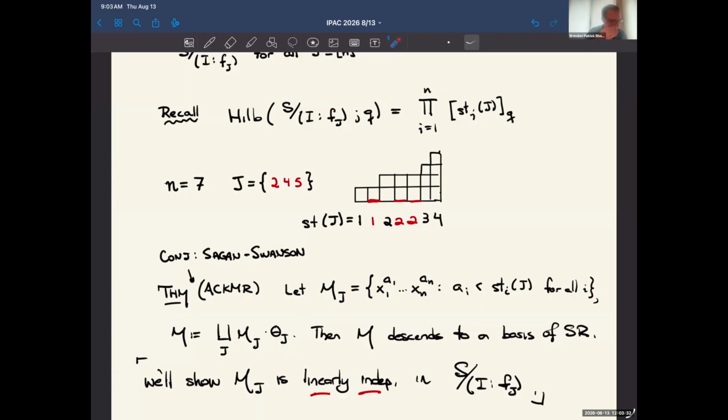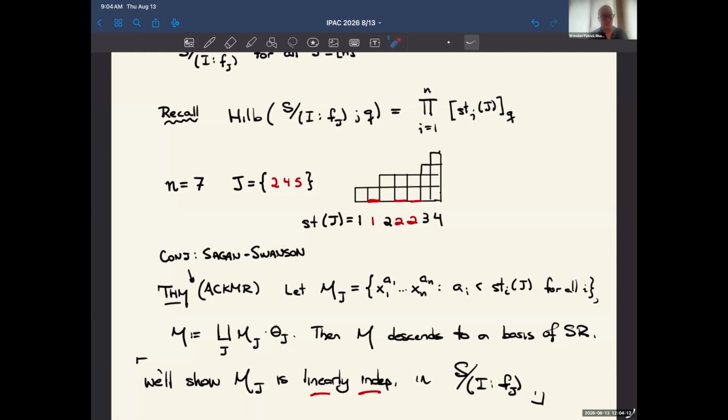And our goal for today is to prove the following conjecture of Sagan and Swanson. What did they conjecture? We're going to let M_J be a very natural set of monomials, which by construction has this as its degree generating function. It's the set of monomials whose exponent sequences fit under the J-staircase. And I'll let M be the disjoint union over all J of M_J times theta_J, and we're going to show that M descends to a vector space basis of SR.